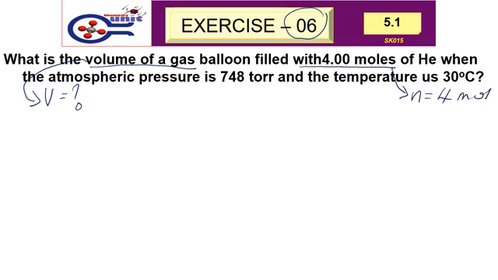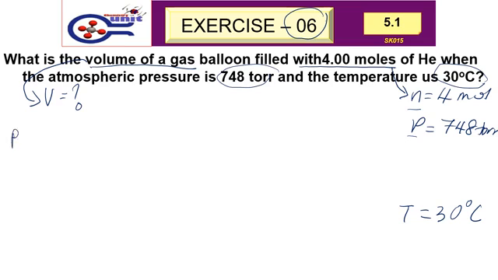Okay. And then the pressure of the gas is 748 torr. And then the temperature of the gas is 30 degrees Celsius. Okay, itu information yang dia dah provide from the question. So dia dah inform the mole value, pressure value and temperature value. Need to calculate the volume. So we can use the ideal gas equation PV equals to nRT.